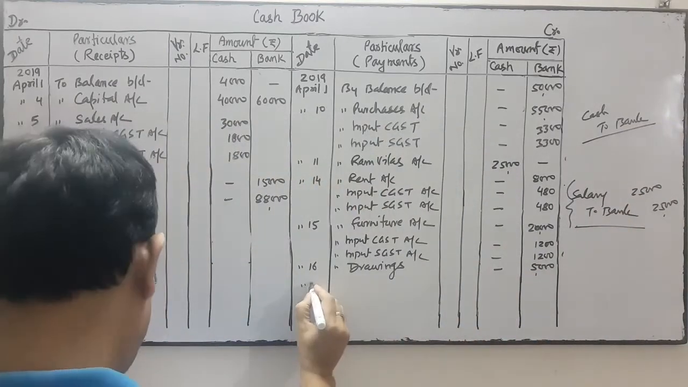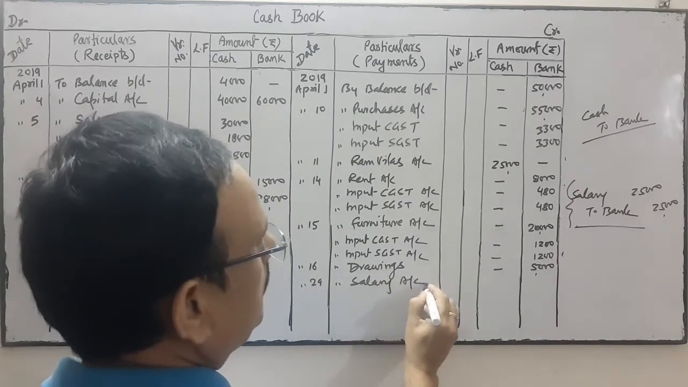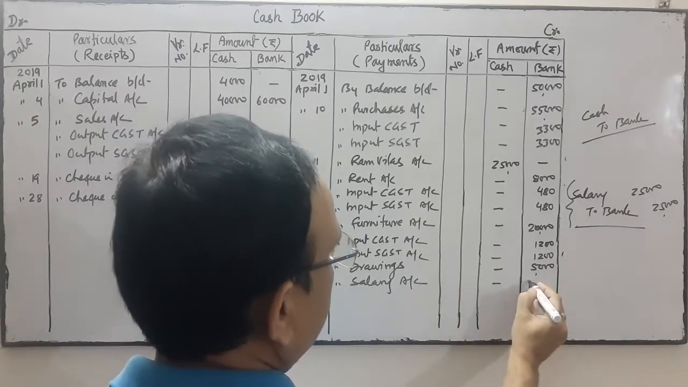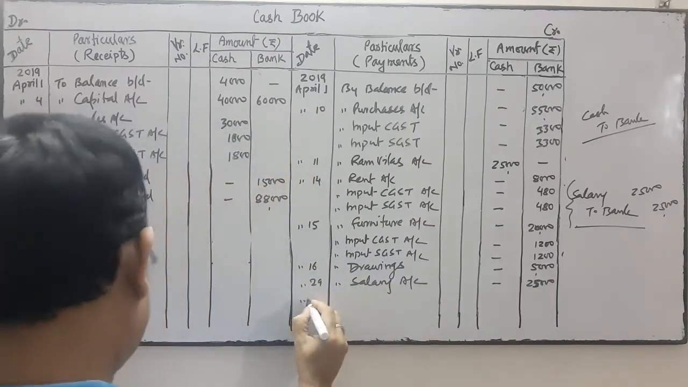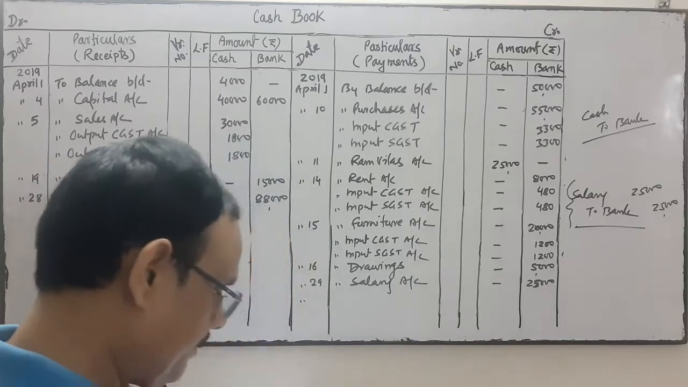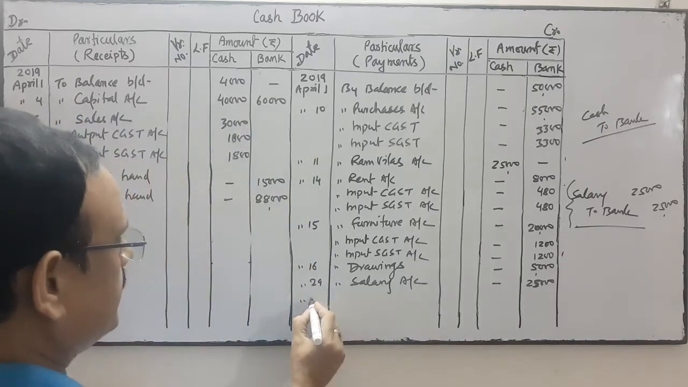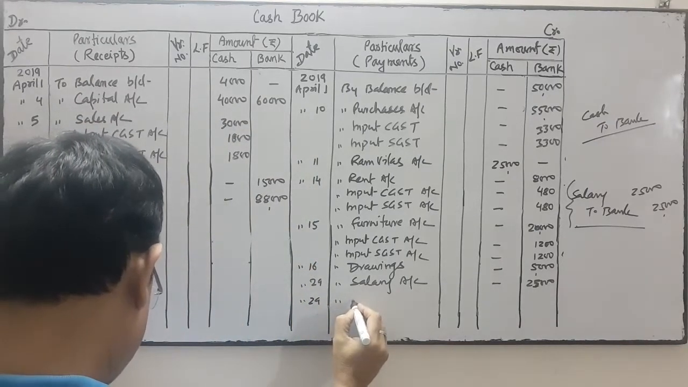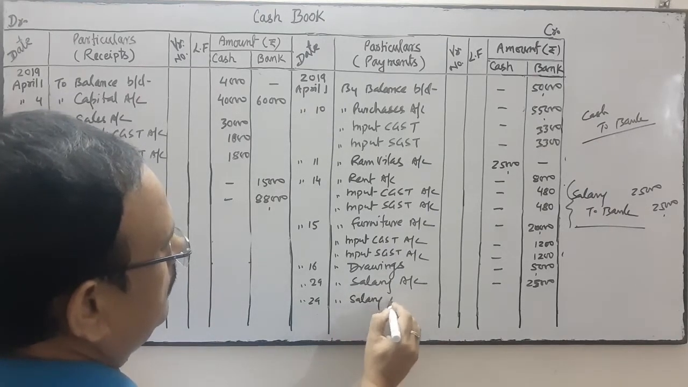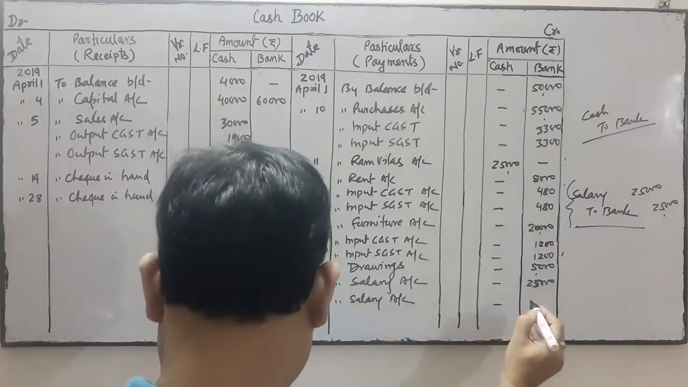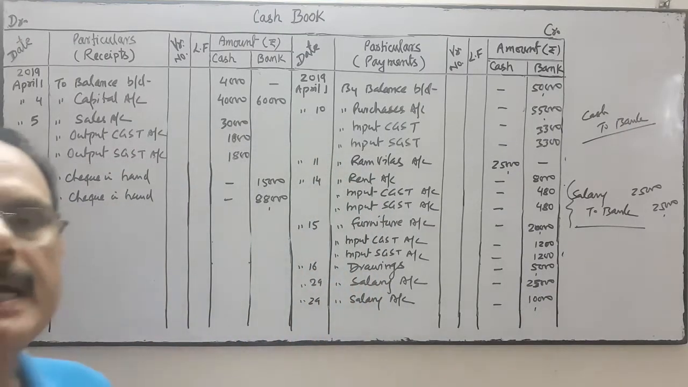So on this side on 29th, by salary, in the column of bank, 25,000. Now next, 29th, paid salary to manager. Same entry: paid salary of manager by check. So salary account debit to bank account, it is 10,000.